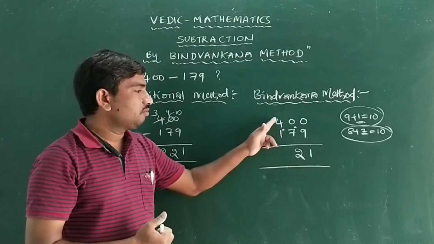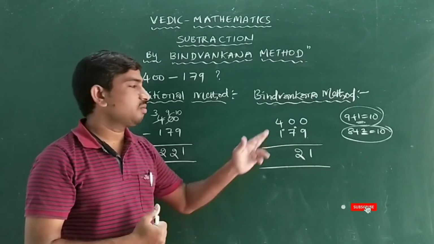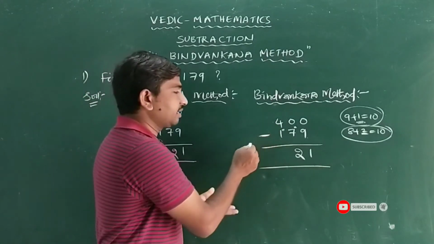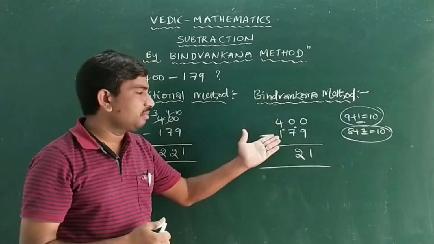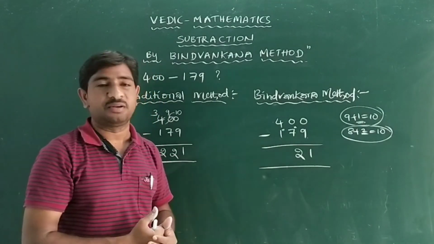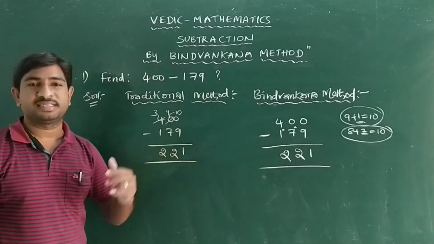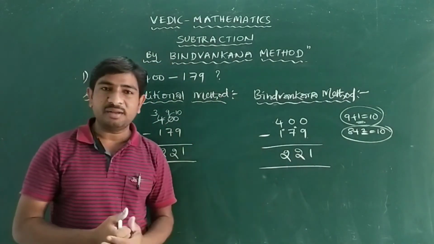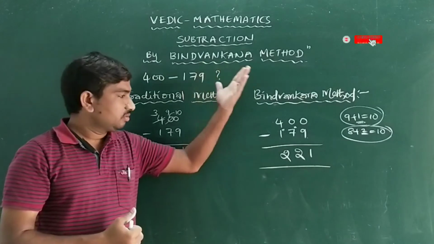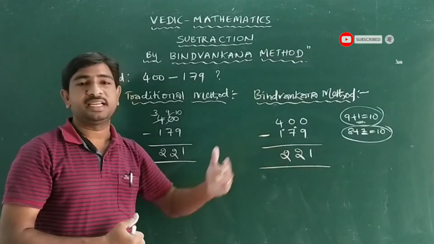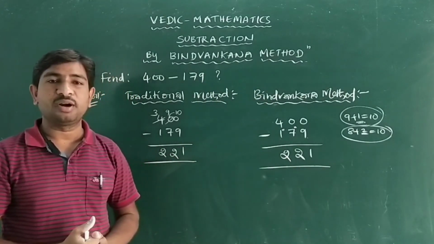And now 4 minus 2. Direct subtraction is possible here, there is no need to do anything else. 4 is the bigger number, 2 is the smaller number. 4 minus 2 is equal to 2. See, 221 is the answer. So in the Bindu-Ankara method, we can easily do the subtraction for the given two numbers. I hope you understand, right?